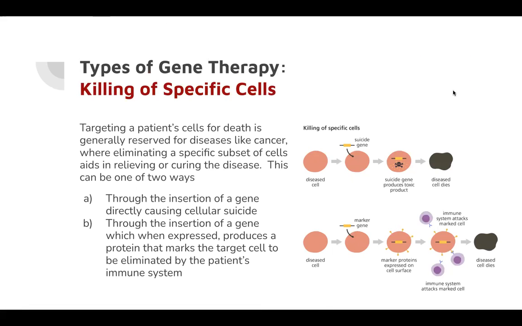All right, and then the third type of gene therapy is the killing of specific cells. This is typically used for cancer treatment, where the elimination of a specific subset of cells aids in relieving and curing the disease. Cells can be targeted one of two ways, either through the insertion of a gene which directly causes cell suicide, or through the insertion of a gene which, when expressed, produces a protein that marks the cell to be killed by the patient's own immune system. And cancer cells are very easy to target for this type of gene therapy because they possess many distinct qualities which distinguish them from healthy and normally dividing cells, including abnormal mitosis, abnormal extracellular protease function, and increased susceptibility to infection and disease.